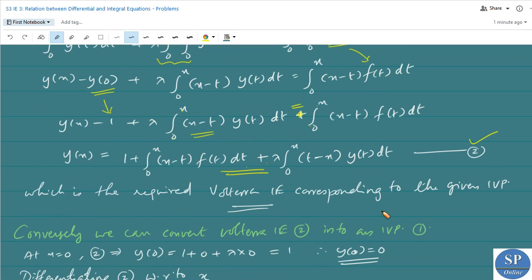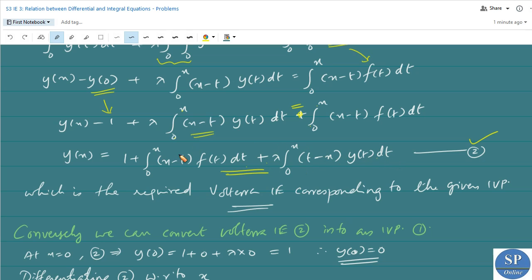Here the given integral equation is this: y of x is equal to 1 plus integral 0 to x of x minus t f of t dt plus lambda into integral 0 to x of t minus x y of t dt.